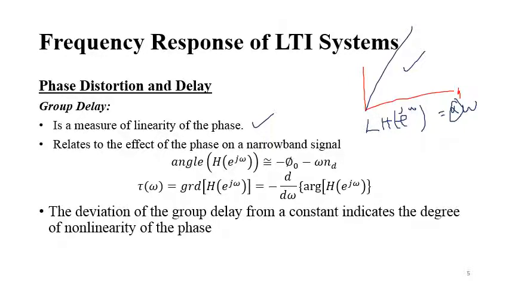So if we get a constant, that means the group delay, the measure of linearity, will be constant. So deviation of the group delay from a constant indicates the degree of non-linearity of the phase. I hope that's quite straightforward.